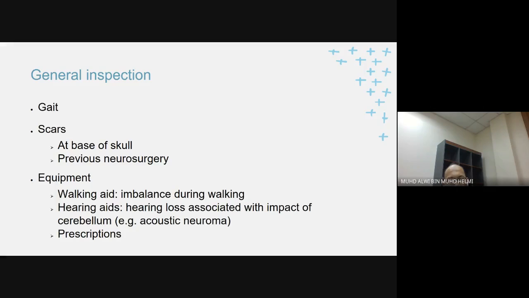For the scars, it's actually very difficult sometimes to see the base of skull surgery. Sometimes the patient may have, for example, a problem at the pituitary area, so they have transsphenoidal surgery that you may miss, if the surgery approach is transsphenoidal. So the other thing that you can observe for is the presence of a VP shunt. Try to look for a VP shunt. Sometimes you may miss the surgical scar, especially at the base of skull, but you should not miss the VP shunt. Okay, what else?